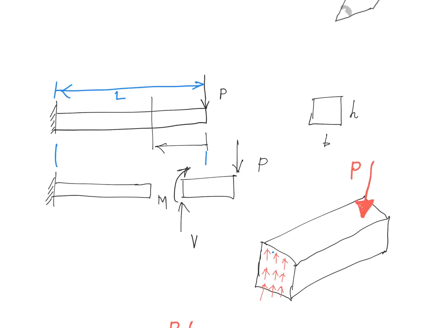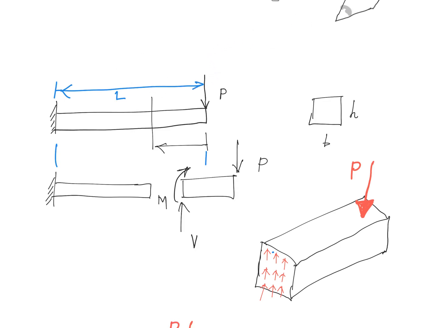The final thing that I want to discuss in this video is this. Take a canonical example where we have a cantilever beam with a rectangular cross section. The beam has a length of capital L and the cross section dimensions are B and H respectively, where H is the height and B is the width.